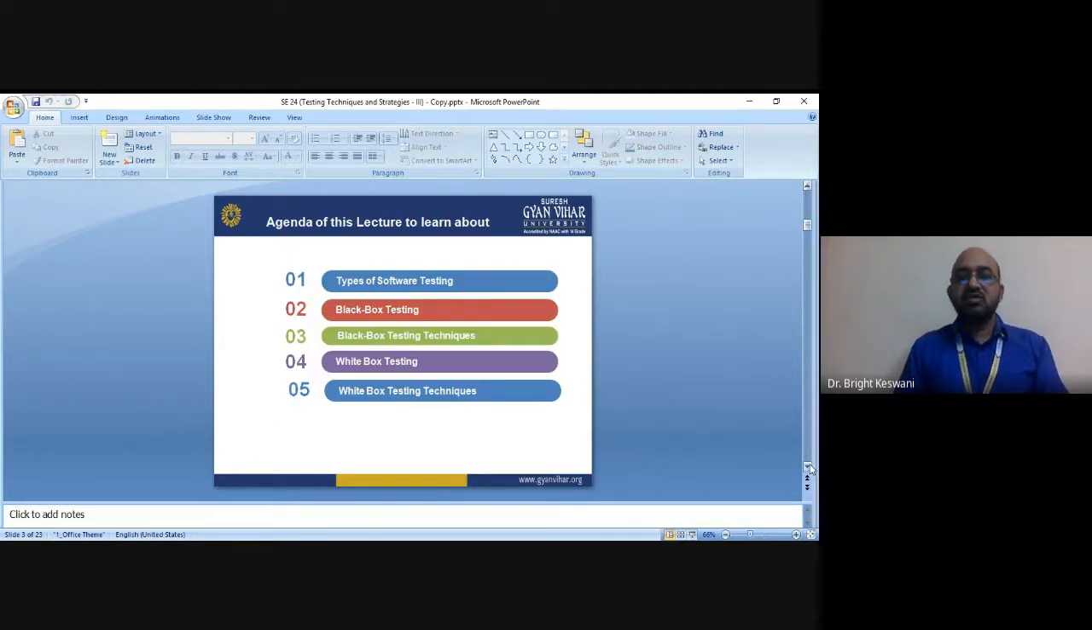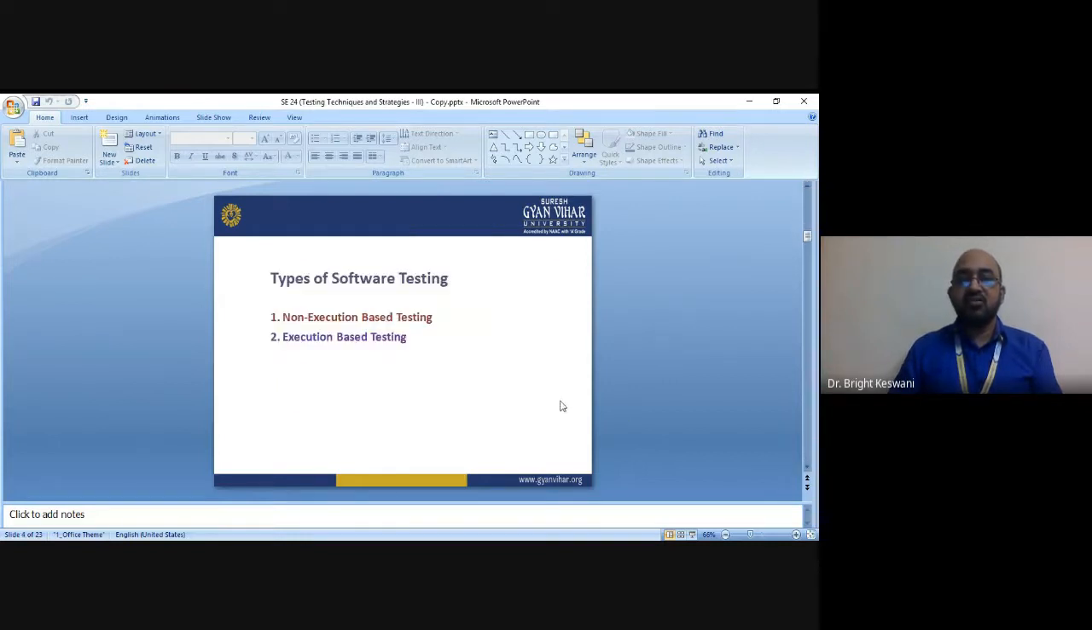So this is the agenda of this lecture. There are various types of software testing. We will discuss it. We will discuss black box testing and various black box testing techniques in this lecture. Then we will discuss white box testing and white box testing techniques in this lecture. Let us start from the types of software testing.